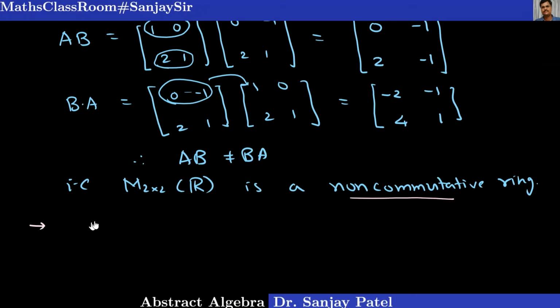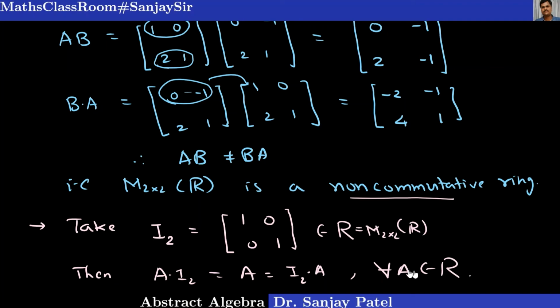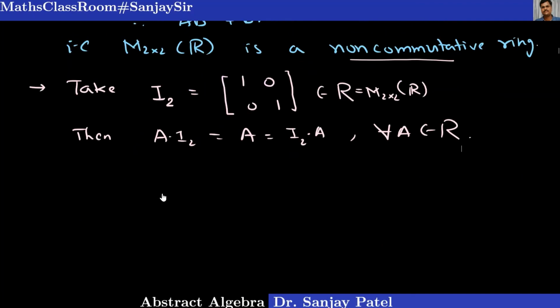Secondly, what is the unit element? If you take the identity matrix I2, which is defined as 1, 0, 0, 1, and it belongs to this set R, where R is nothing but M2x2, then A into I2 is equal to A, which is equal to I2 multiplied by A, for all the matrices A belonging to R. So this identity matrix of order 2 is the unity element of this ring.